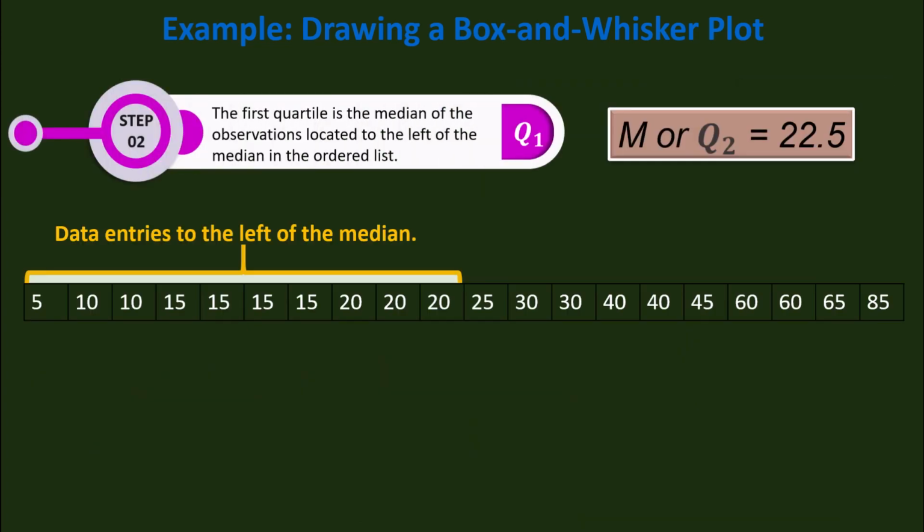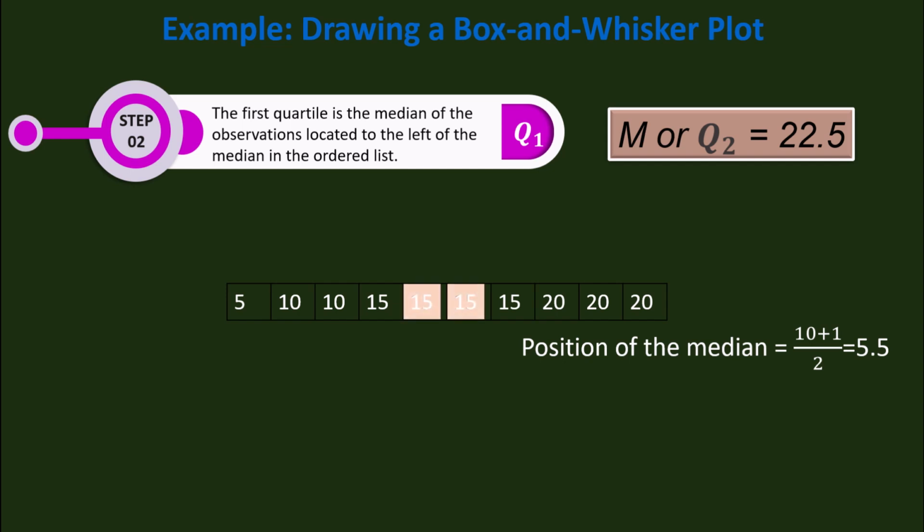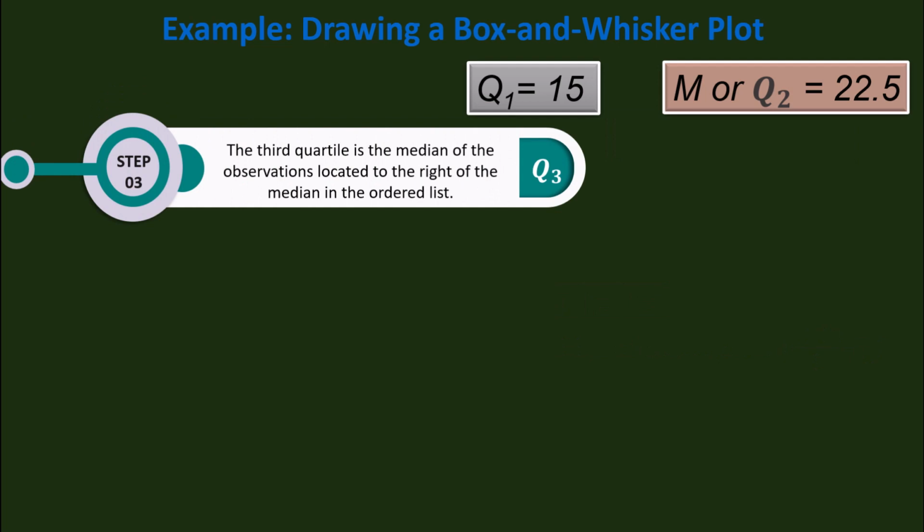Now, how do we find the Q1? As I mentioned before, we should consider only the observations left of the median. Therefore, these are the observations we should consider for the Q1. Then find the position of the median. Here we have only 10 observations. Therefore, the position is 5.5. Then we consider the 5th and 6th numbers and get the average of these two numbers. That is 15.